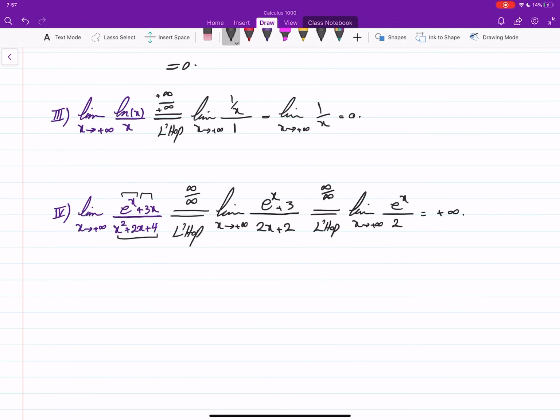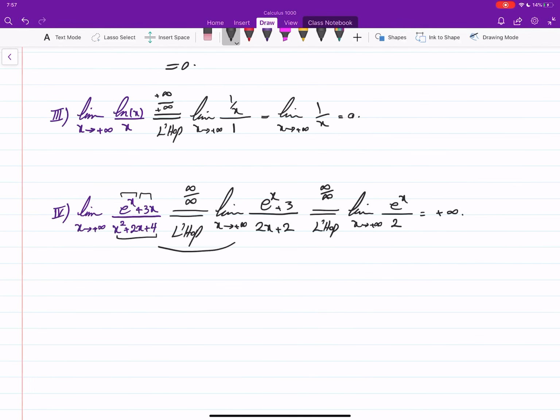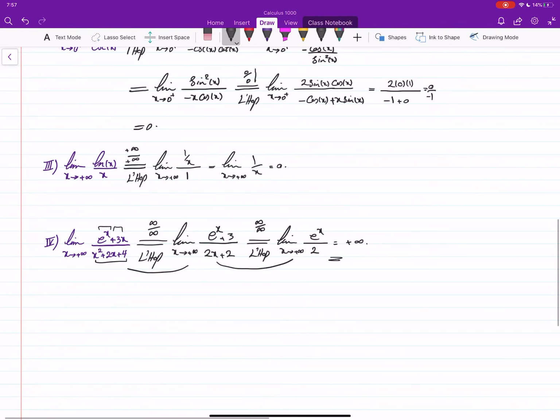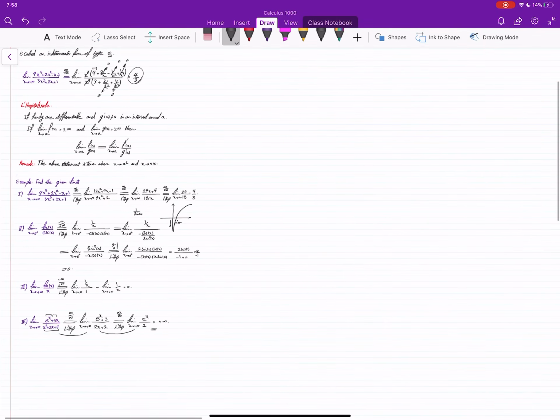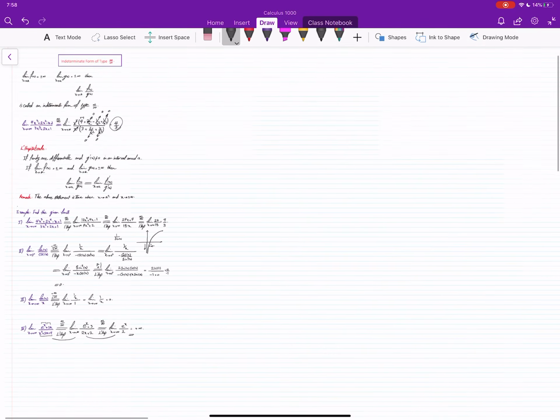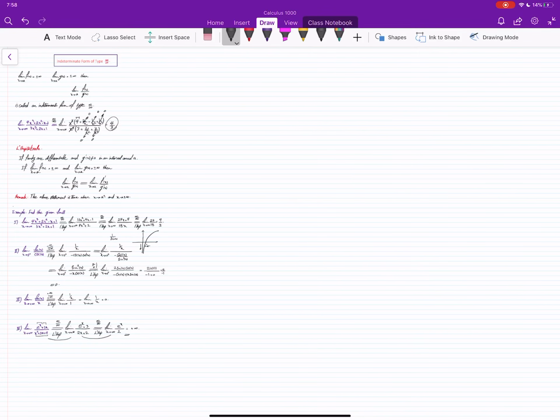Yes, it can have infinity value, but the point is that L'Hopital's rule shows that this limit is equal to that, this limit is equal to that, and that limit we know is plus infinity, and that's where we get the limit of the original function. So infinity over infinity is another indeterminate form from the quotient indeterminate forms, and to resolve it you can use L'Hopital's rule, and it works nicely.